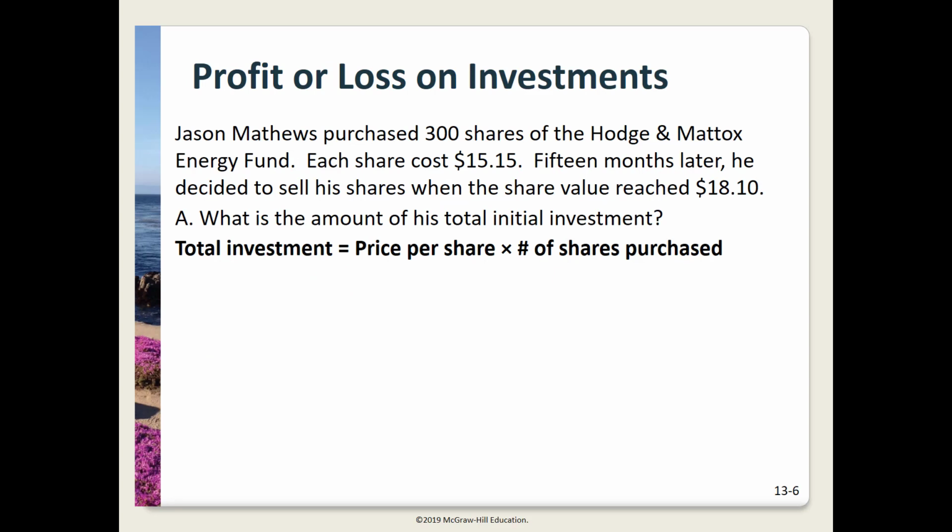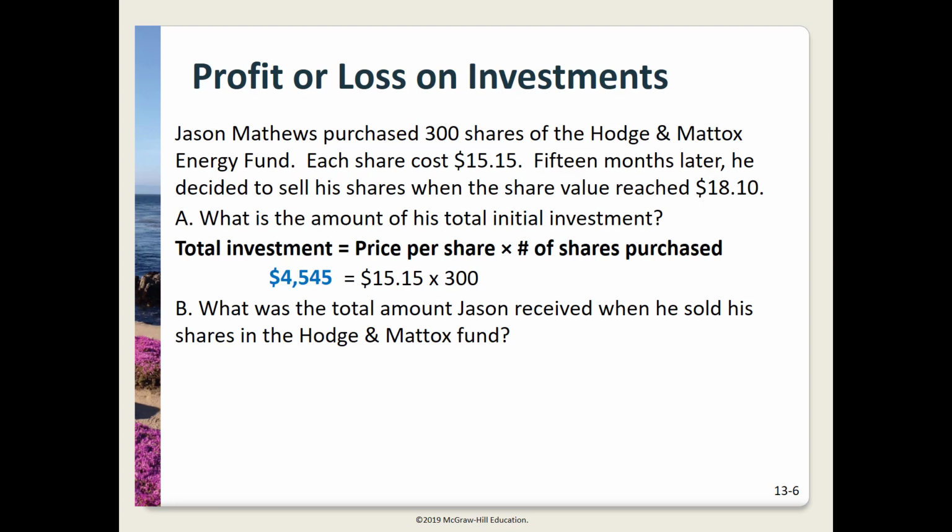Jason Matthews purchased 300 shares of the Hodge and Matex Energy Fund. Each share cost $15.15. 15 months later, he decided to sell his shares when the share value reached $18.10. In Part A, what is the amount of his total initial investment? So for our formula, we'll take the price per share and multiply it by how many shares were purchased. So taking the $15.15, multiplying by 300, our total investment is $4,545.